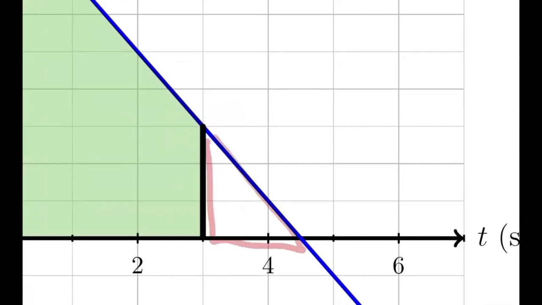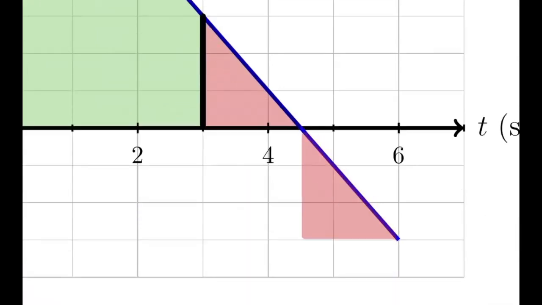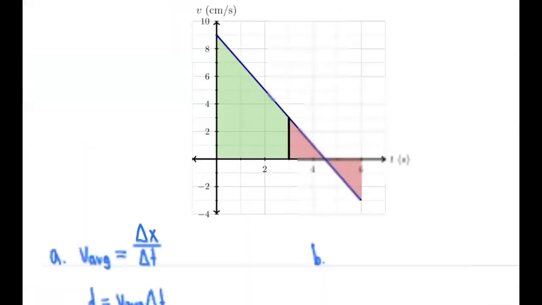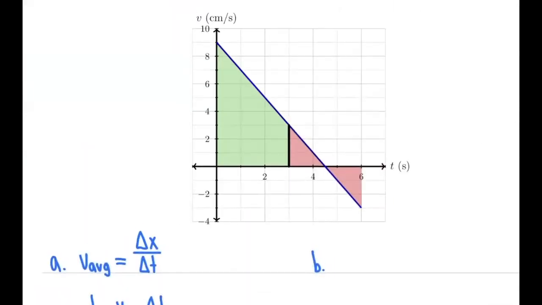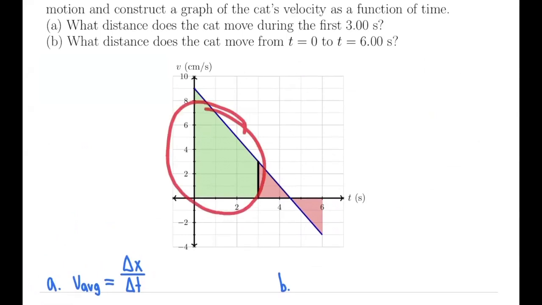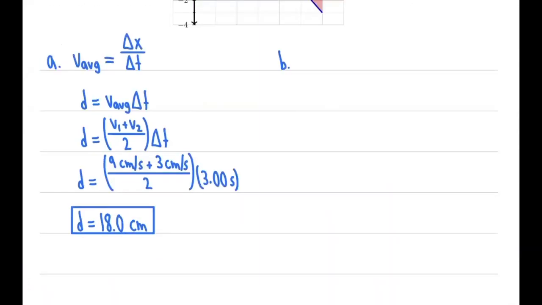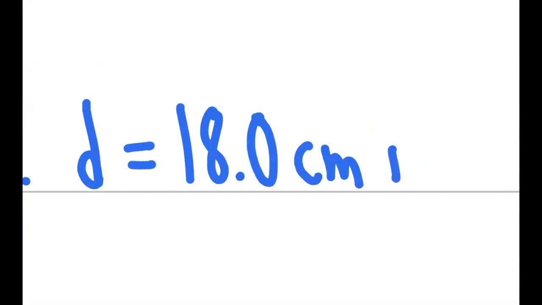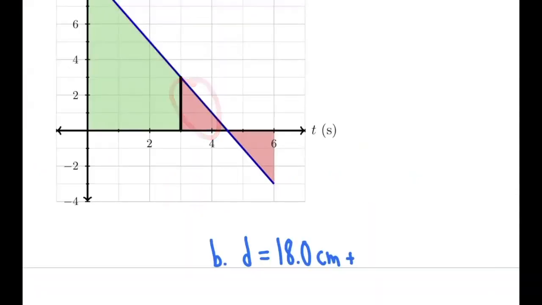So we have to look at this area here and this area here. Nice visual. Thank you. Yeah, for sure. We already have this area. We found that's 18 centimeters. And let's add these areas now. So it's a triangle. So how do you find the area of a triangle?